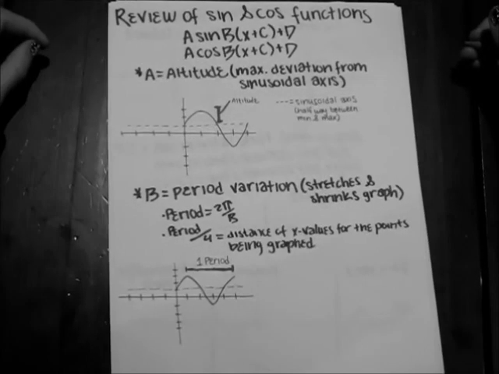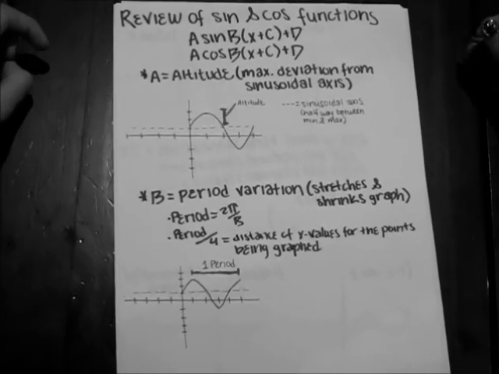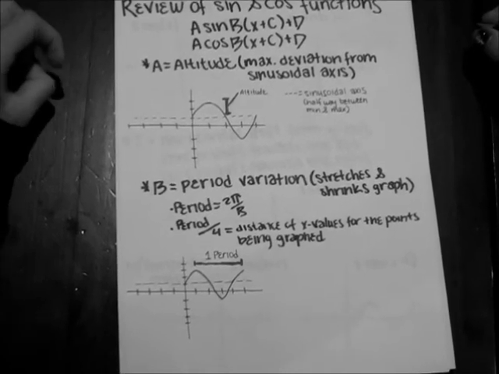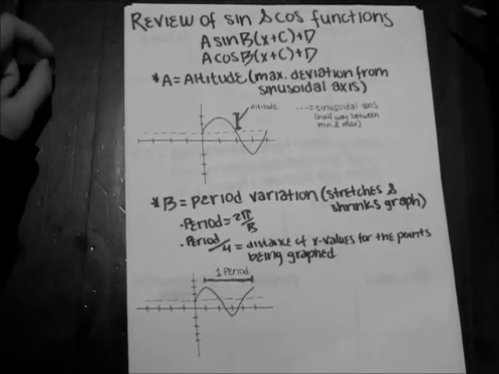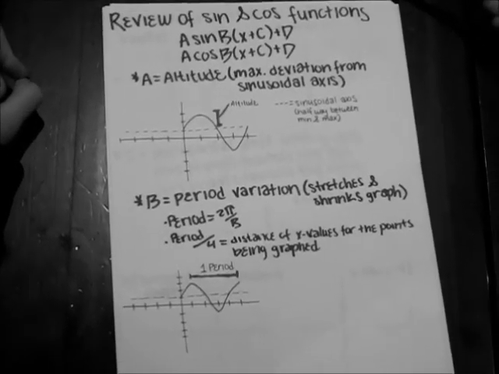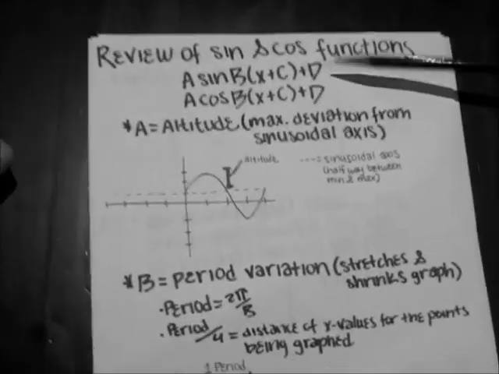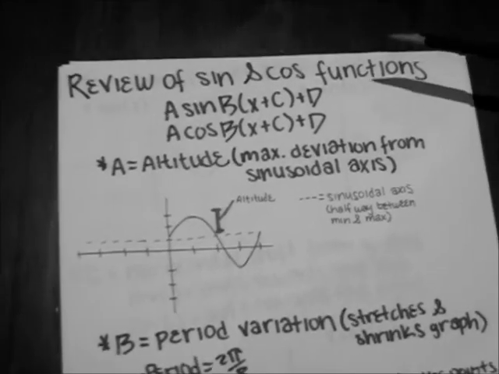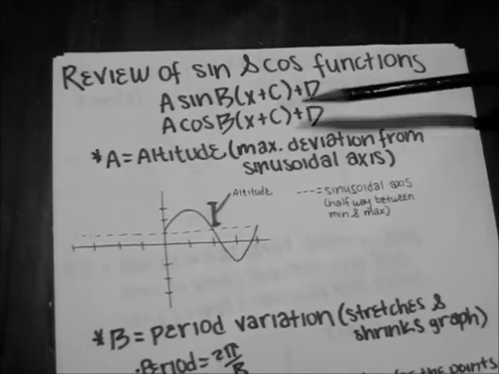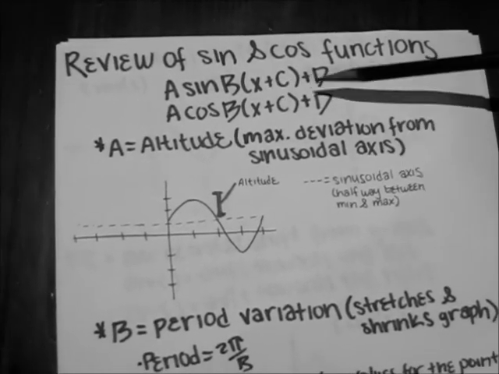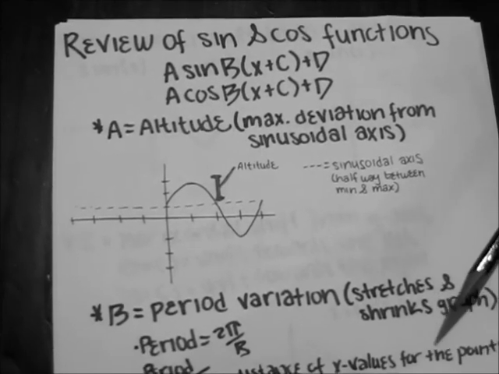Today we're going to be graphing cosecant and secant graphs, but to do that we first have to know how to graph sine and cosine functions, so I made a review of it. This is your standard cosine and sine function. Obviously it can vary, there can be a plus or a minus here, a plus or a minus there.